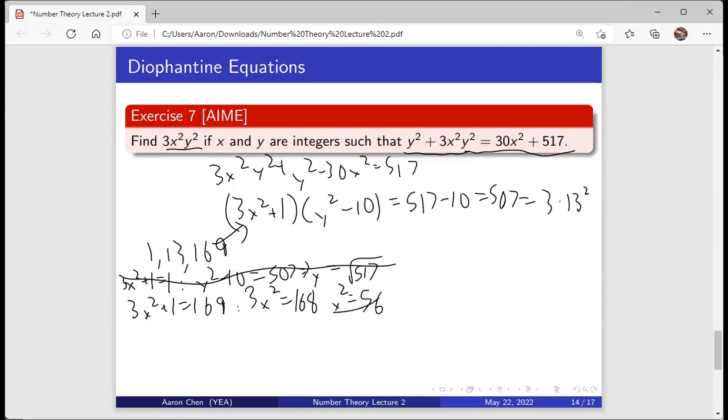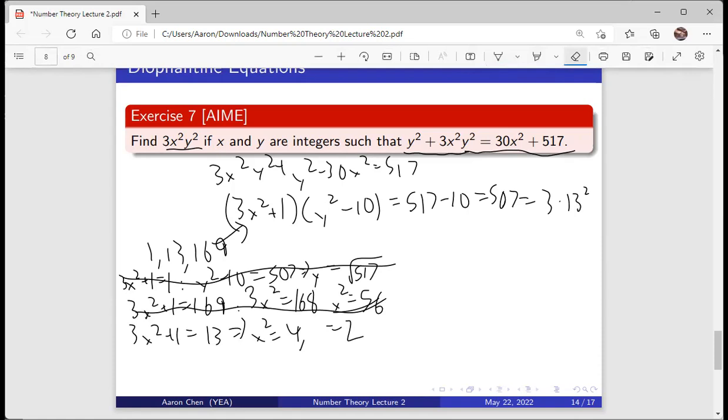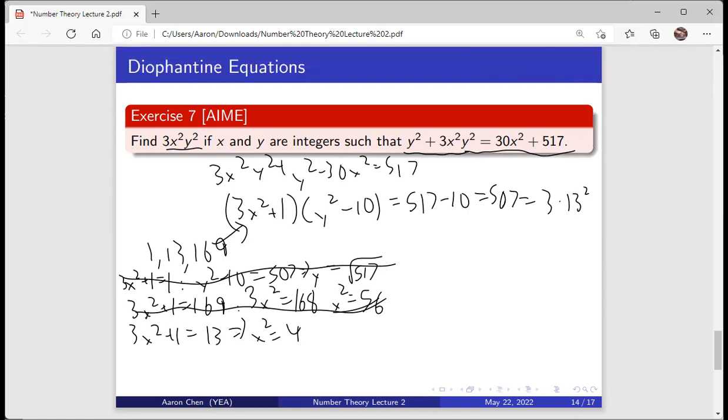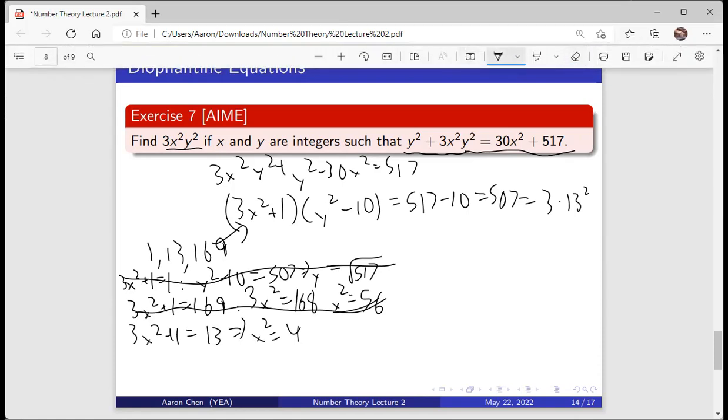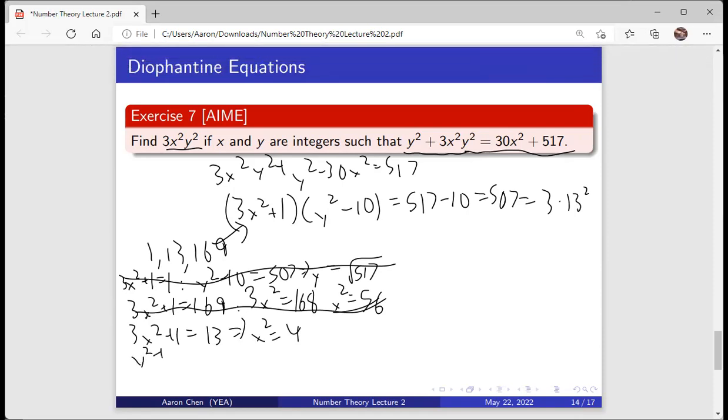So the next final case is if 3x squared plus 1 is equal to 13. Then x squared is equal to 4, and so x is equal to 2. Actually, you don't need x equals 2. You just need to know that x itself is an integer. And so that tells you that y squared minus 10 is 39. And so y squared is equal to 49. And that would tell you that y is 7.